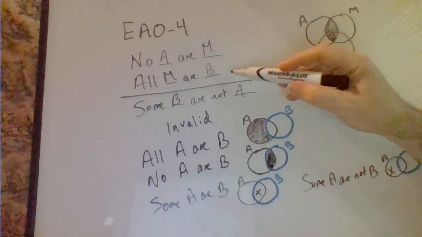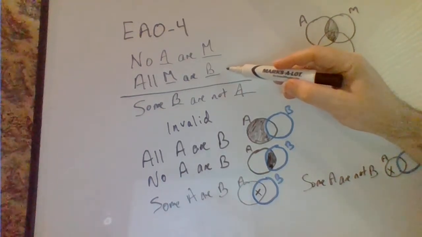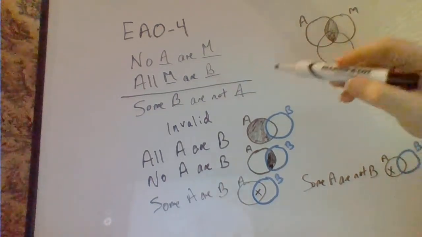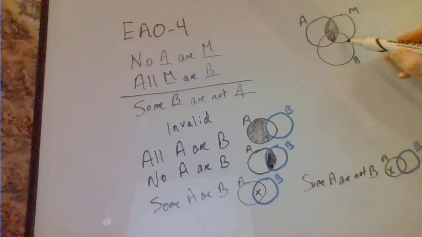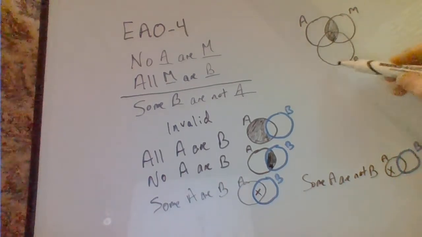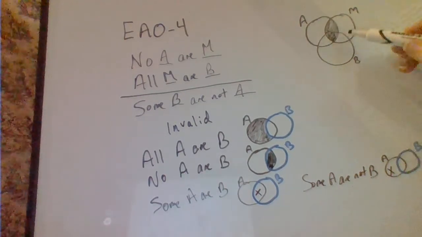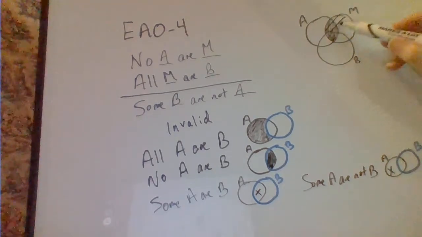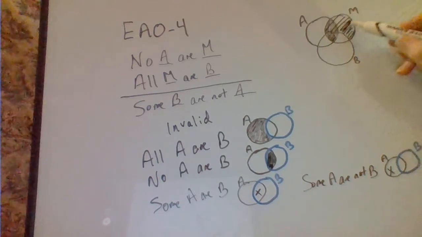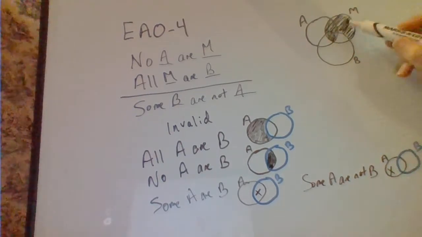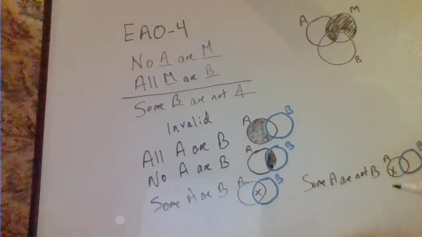The second premise there says all M are B. So every M that exists has got to be inside the B circle. So looking, forgetting about the A for a moment, looking just at the M and the B, we have to shade in the part of the M circle that is outside of the B so that nothing can exist there. Okay. And so we have just diagrammed the premises.